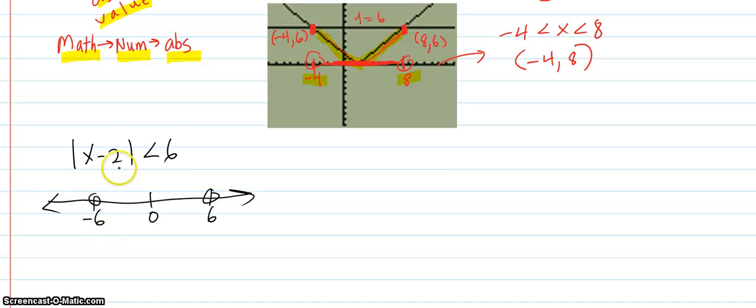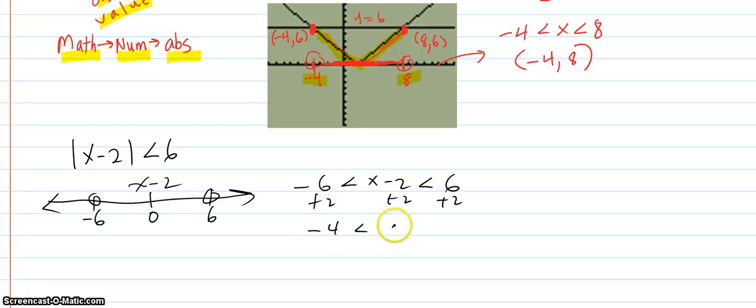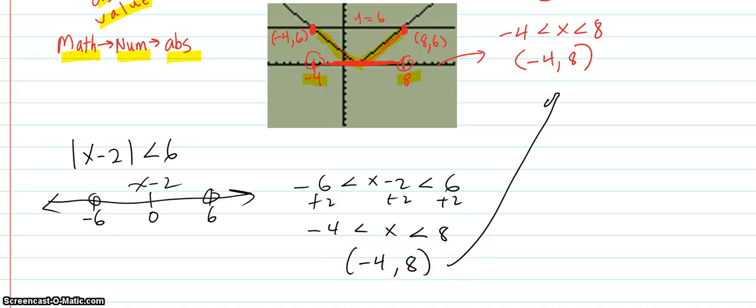And x minus 2 in distance is closer to 0 than 6, so the x minus 2 goes in here. So you have negative 6 less than x minus 2 is less than 6. Add 2 throughout. You get negative 4 less than x less than 8. And the interval notation is negative 4 to 8, and that's exactly what we got doing it with the calculator.